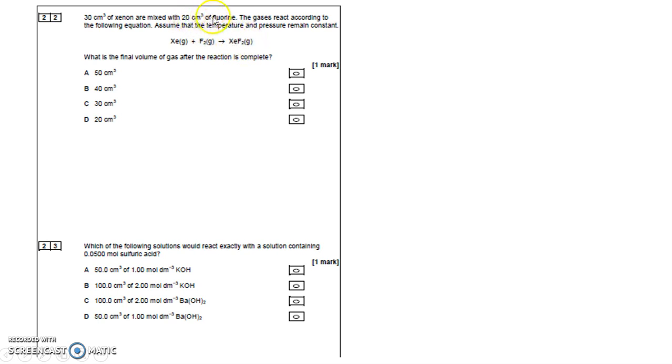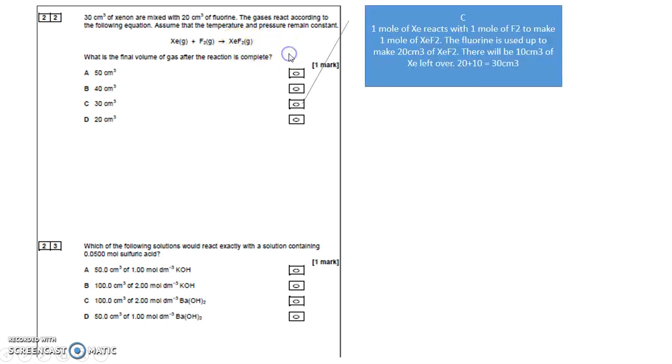All of my 20 centimeters cubed of fluorine have reacted, so that's gone. 20 centimeters cubed of the xenon have gone, because 1 mole of this reacts with 1 mole of this, or 20 centimeters cubed of this reacts with 20 centimeters cubed of this, and I've got 10 centimeters cubed of xenon left over. I've made 20 centimeters cubed of this. 10 add 20 is 30 centimeters cubed.